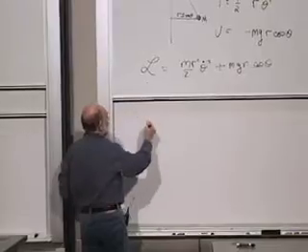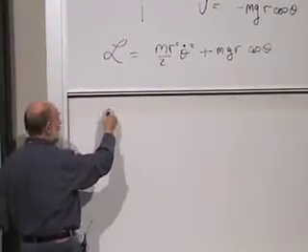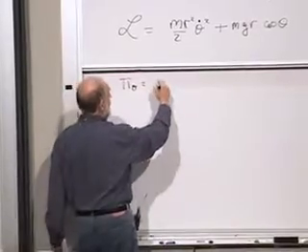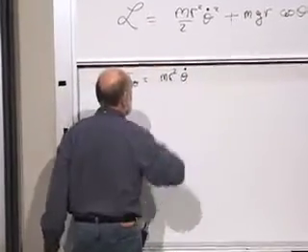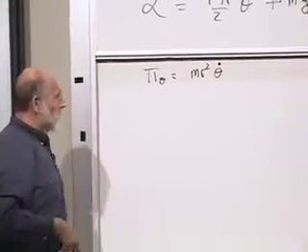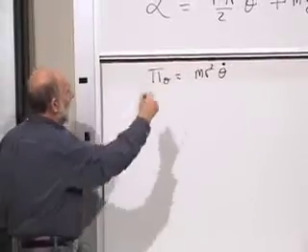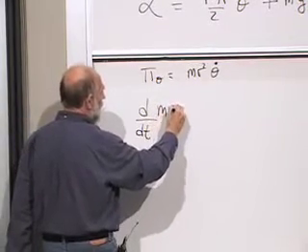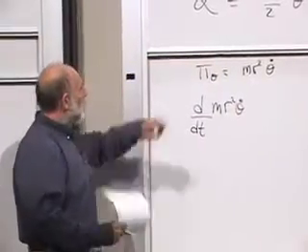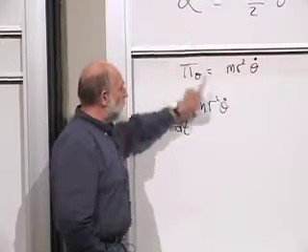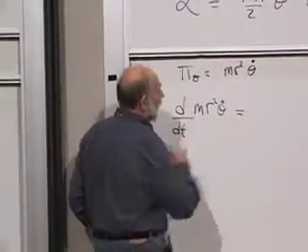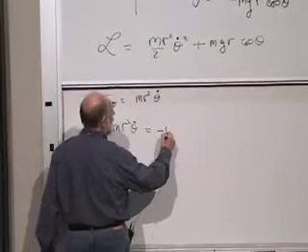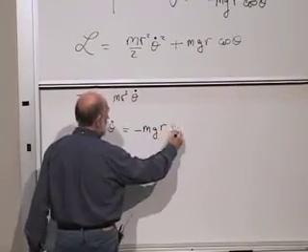First of all, we take the canonical momentum conjugate to theta, that's p sub theta, equal to the derivative of the Lagrangian with respect to theta dot, that's mr squared theta dot. It's actually the angular momentum, but we don't even need to call it that. We just call it mr squared theta dot. And then the equation of motion is that the time derivative of this, d by dt of mr squared theta dot, that's the usual d by dt of the derivative of the Lagrangian with respect to the velocity, is equal to the derivative of the Lagrangian with respect to theta. What is that? That's minus mg r sine of theta.